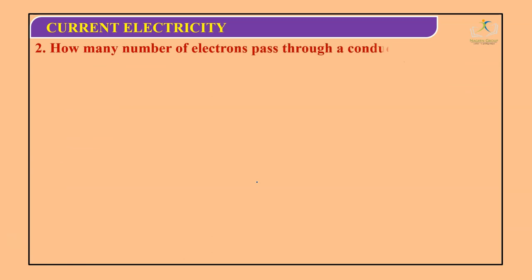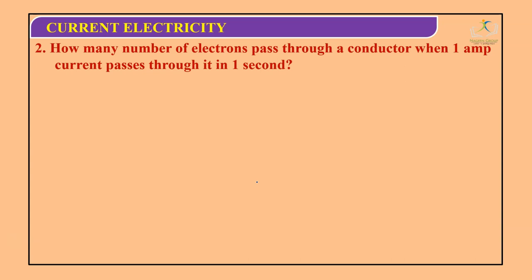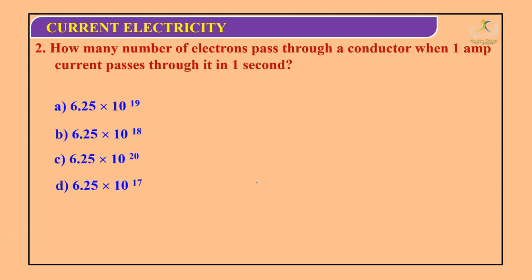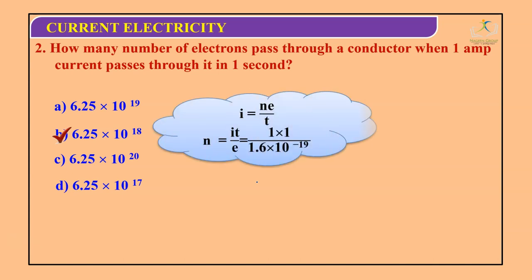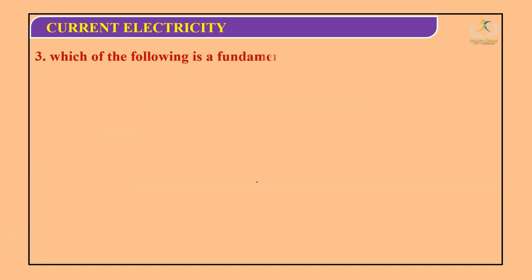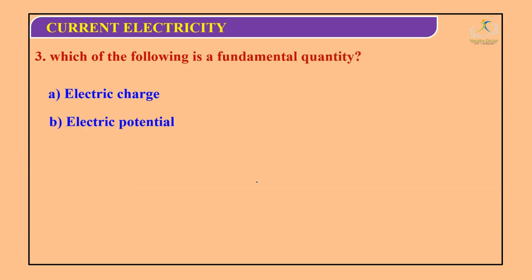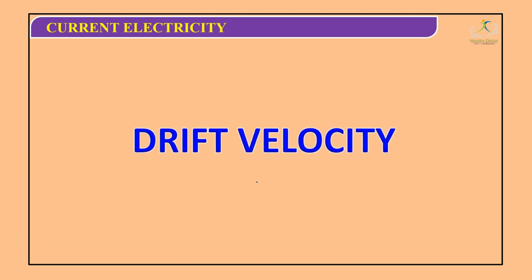How many electrons pass through a conductor when 1 ampere current passes through it in 1 second? These options are here. Yes, the correct answer is option B, according to this formula. Next question we have: which of the following is a fundamental quantity? The correct answer for this question is electric current.